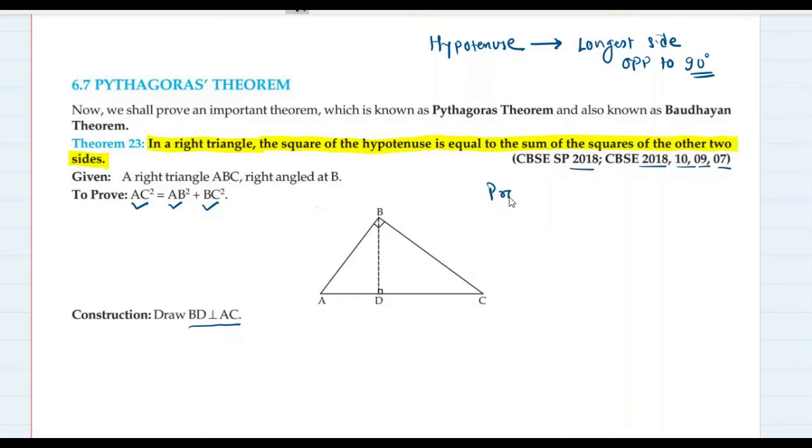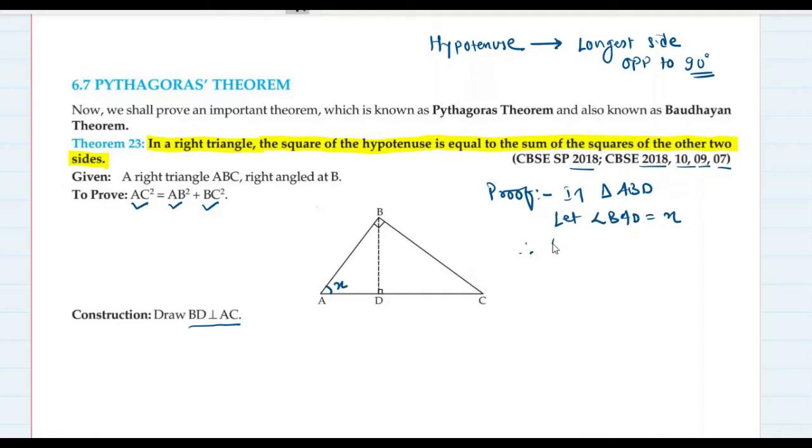So I'm just going to write the proof over here. Okay, so see, you have to use similarity, I said. So the construction was BD perpendicular to AC. In triangle ABD, let angle BAD be equal to X. So what we did, we took this angle as X.